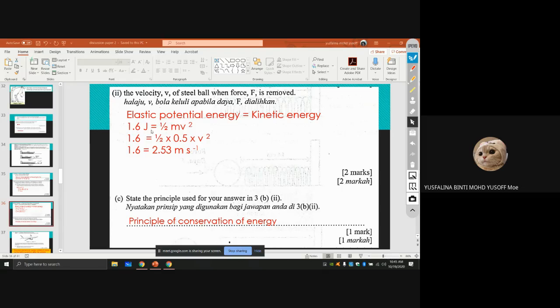Alright, so 1.6 equals half mv squared. This one is already given the mass, 0.5. And then you calculate, sorry, so it's not 1.6, this one is v squared. Okay, so v, sorry, not v squared, I already calculated. So v is 2.53.